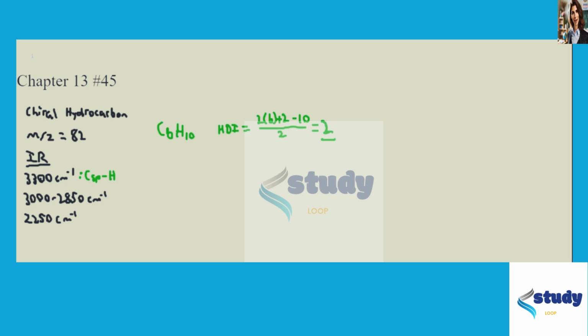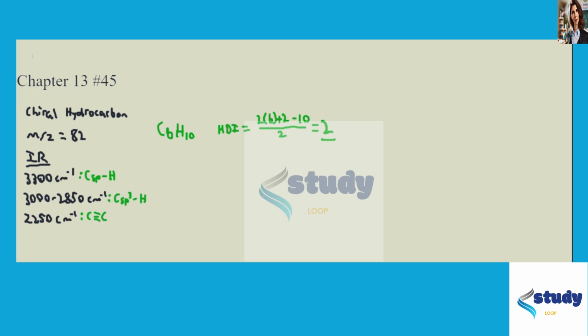And so then we have this 3,000 to 2,850, and hopefully by now everyone has committed to memory for the rest of your life that's going to be a C sp3 hybridized carbon bound to a hydrogen. So they are pretty much ubiquitous in almost every molecule. We're always going to see that. So that doesn't tell us too much. We already knew we had a hydrocarbon. And then this peak at 2250 is going to be the actual carbon-carbon triple bond peak. So just further confirming that we have a carbon-carbon triple bond.